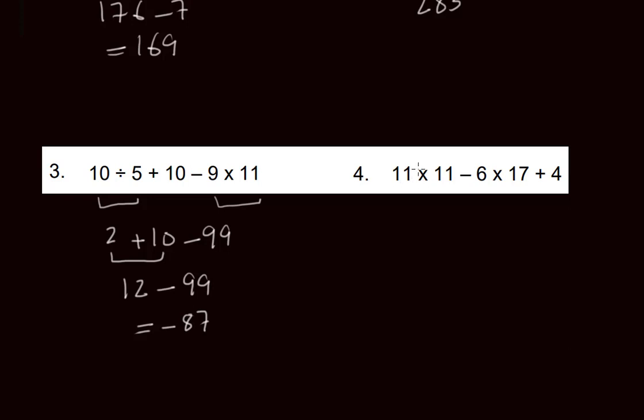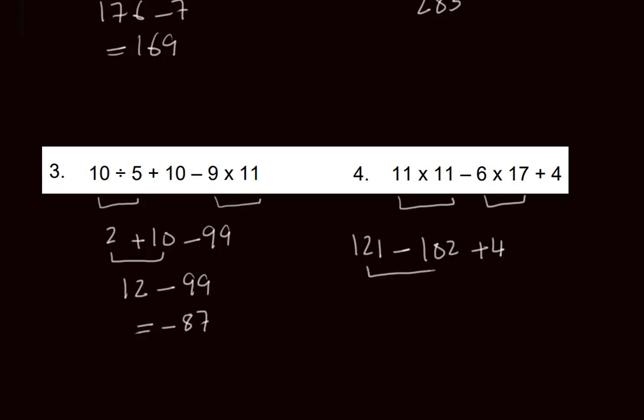Now we have multiplication, then addition and subtraction. First we will carry out the multiplication operation. So 11 times 11 is 121, minus, then 6 times 17 is 102, then plus 4. So 121 minus 102 plus 4, and we go from left to right.